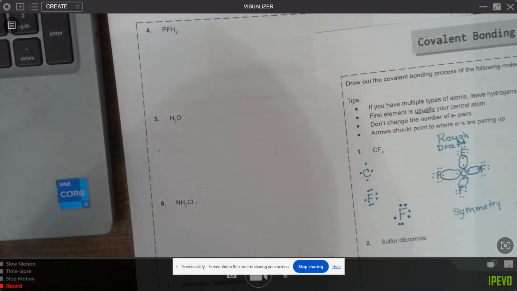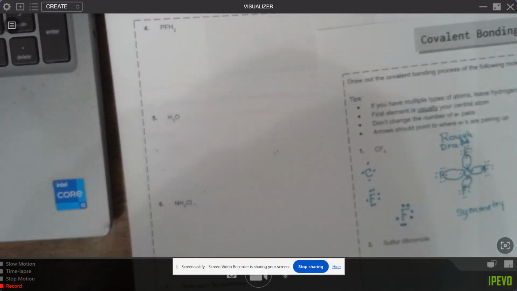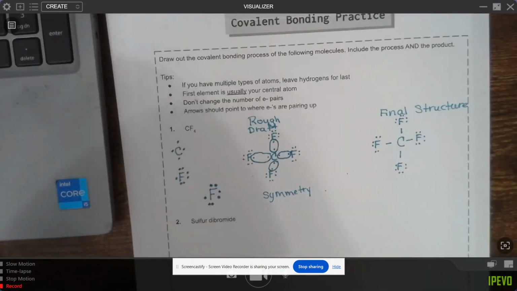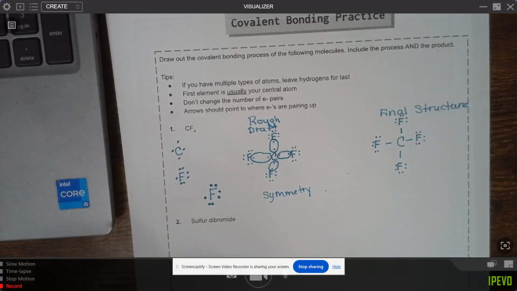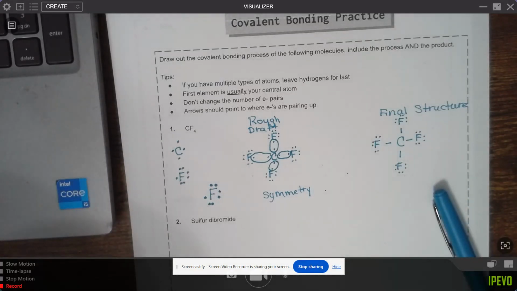All right, so you're going to go through number 8. All right, so I hope that helped you see how we're going to draw these covalent compounds.